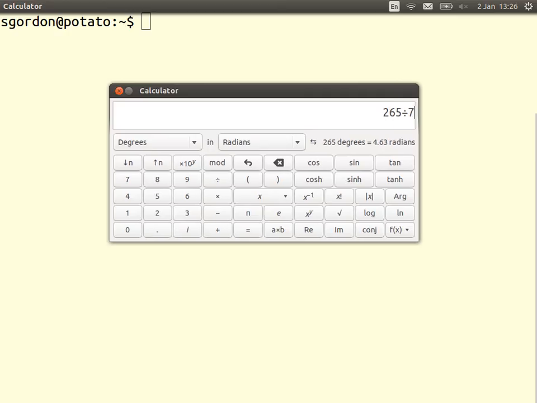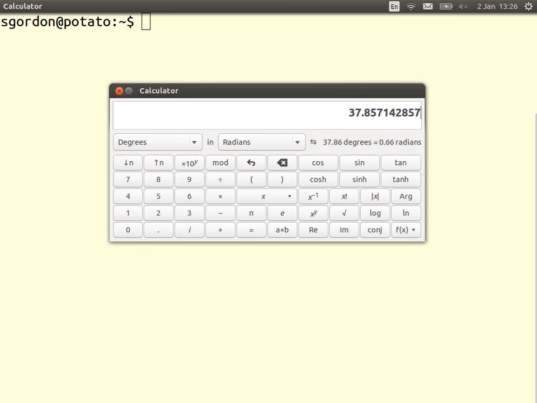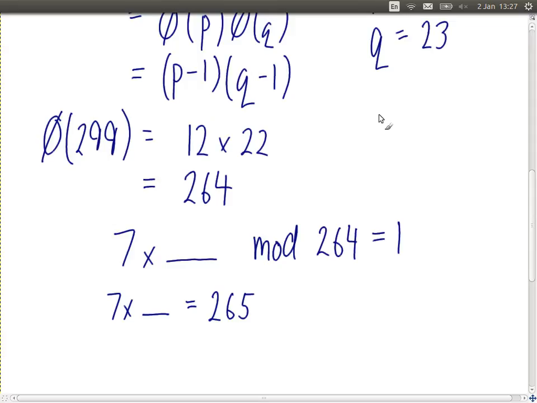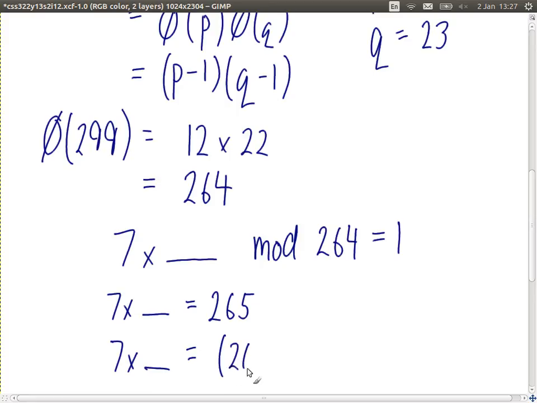265 divided by 7. If we get an integer, then that integer is D, because 265 mod 264 gives us 1. We don't get an integer. That says 37.85 times 7 equals 265, but we need an integer here. So there is no such integer that gives us that. So the next one we can try, if we try the naive approach, 7 times some integer gives us 264 times 2 plus 1. Because we know that when we mod this by 264, we'll get 1.